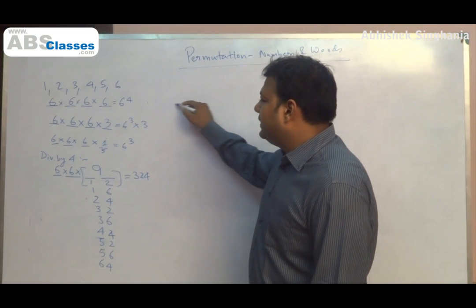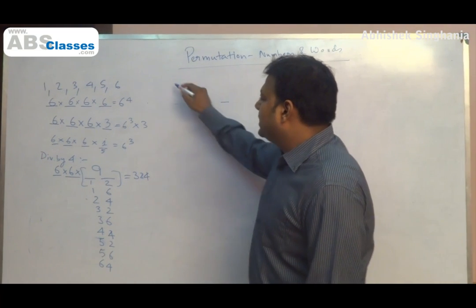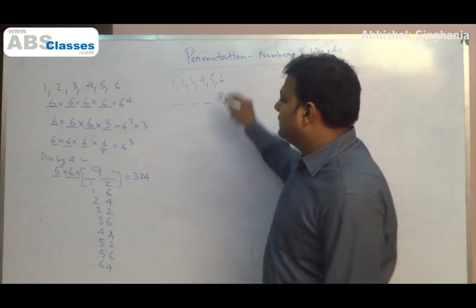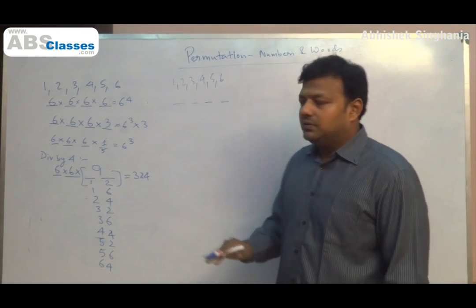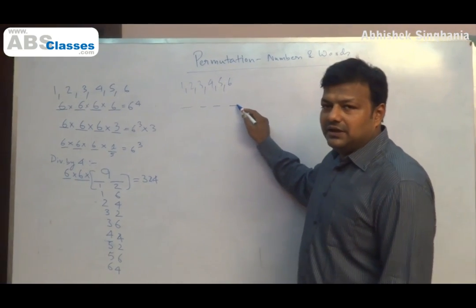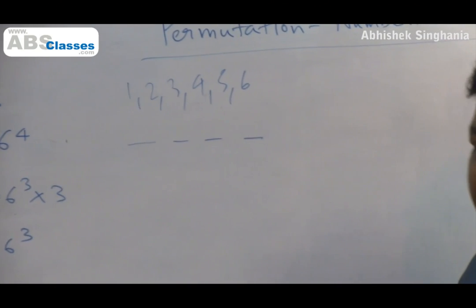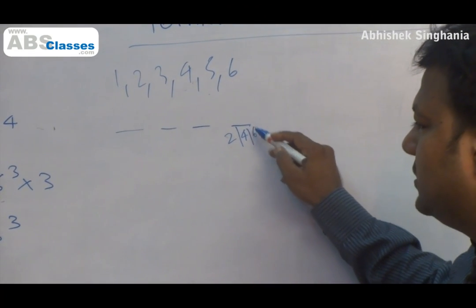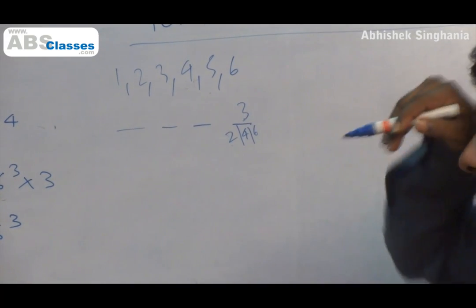For example, if you have to find how many 4-digit numbers can I form with these digits 1, 2, 3, 4, 5, 6 which are divisible by 2. So first let's take care of the last place, where only an even digit can go. So here you can either have 2 or 4 or 6. So there are only 3 possibilities.